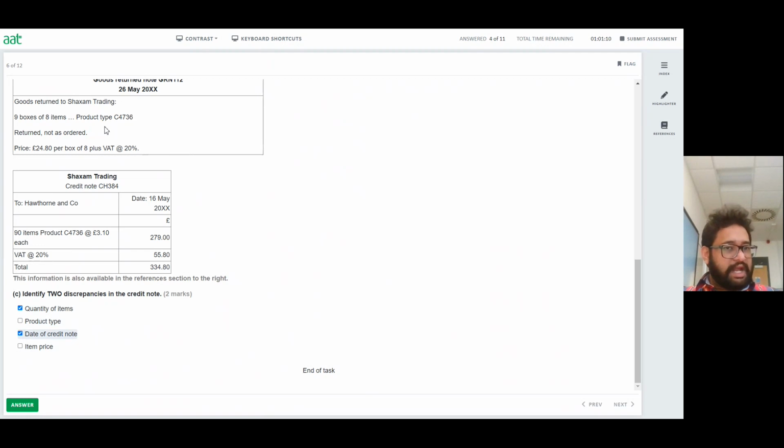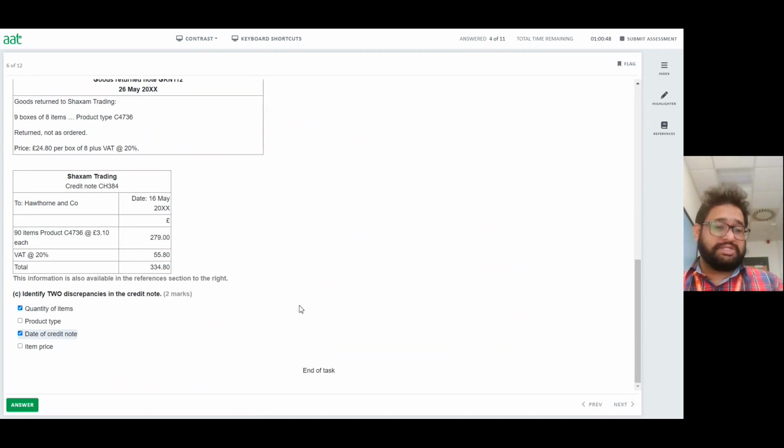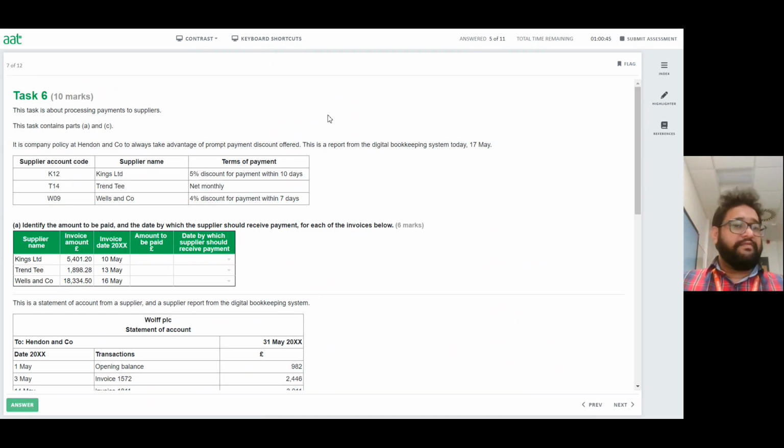Product type, it's exactly the same. Item price is also fine because here they have given you the price for a box of 8. So each box has 8, meaning £24.80 for 8 items. One item is going to be £3.10. You just divide it by 8, find £3.10, which is the same as here. So that is 2 marks for this one. And altogether it's 10 marks. You've done 5. Let's move on to the 6th question.